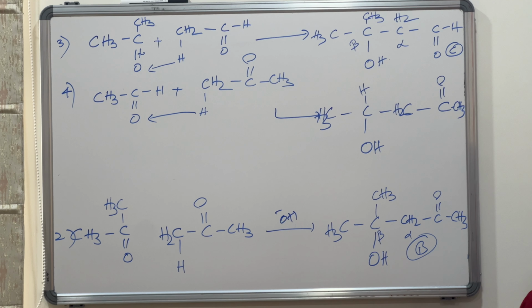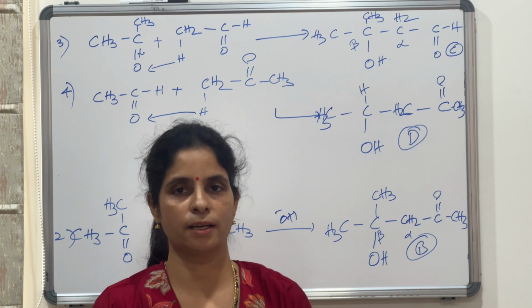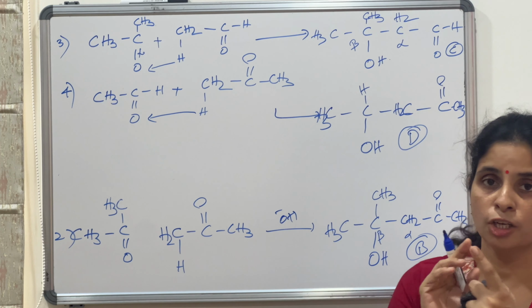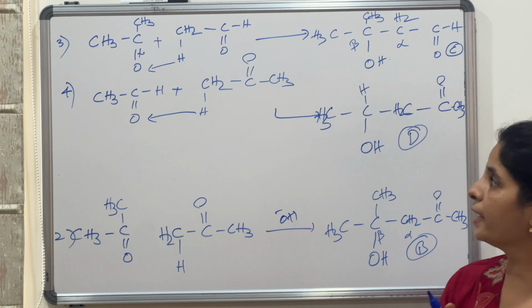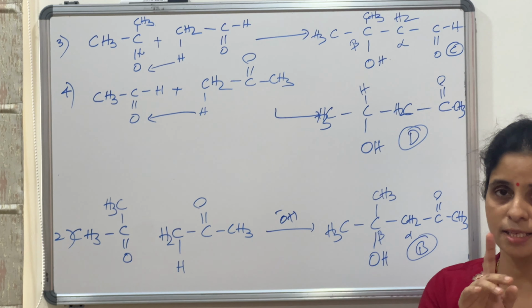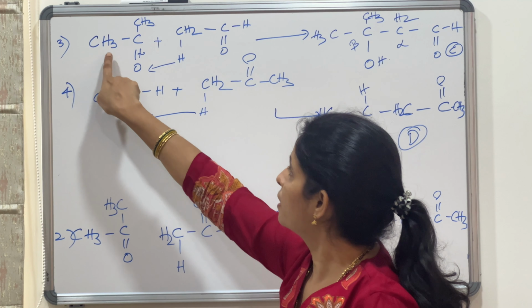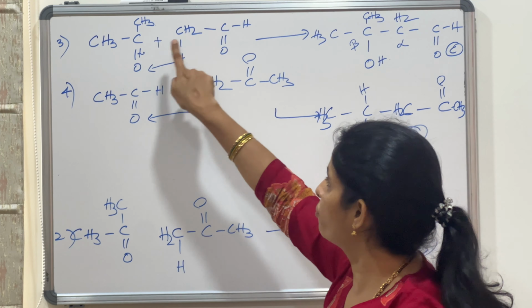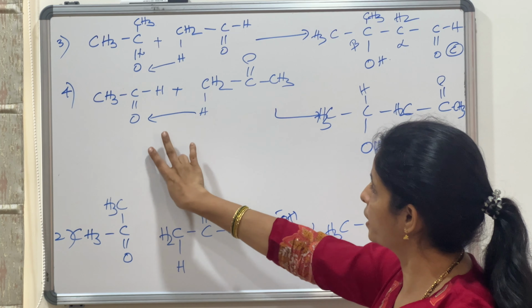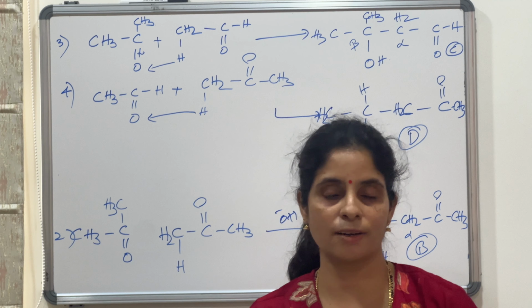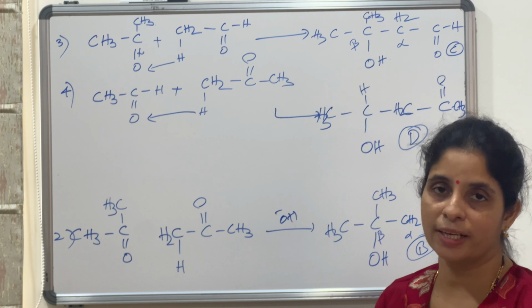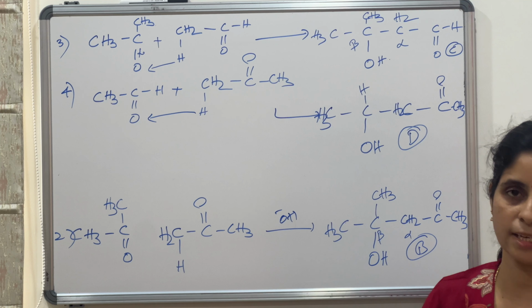If you observe these four products, they are all different: A, B, C, D. This is the way you have to write the crossed aldol condensation products. The first two products are the self-condensation products. To write the crossed aldol products, first you take an acetone molecule and an acetaldehyde, whichever molecule you choose, and to write the fourth product, you just interchange. This is about crossed aldol condensation, and I think it is very clear to you, and you can write the crossed aldol condensation products very easily.